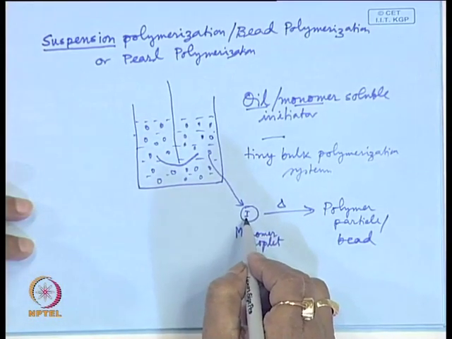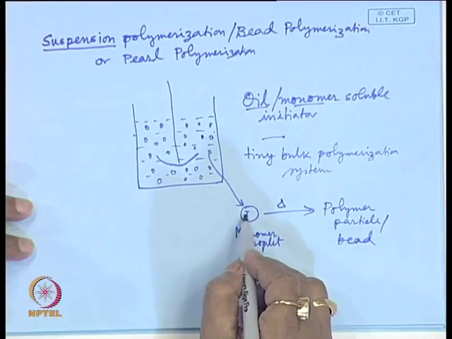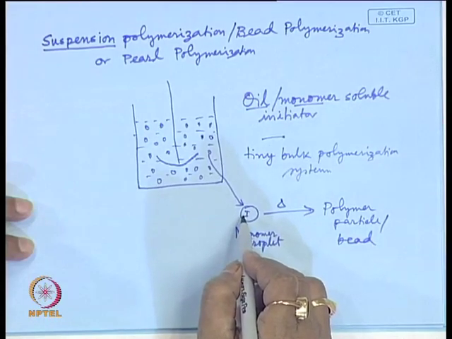It contains initiator, and the initiator decomposes. So long as the monomer is present, the molecules of initiator within this monomer droplet will convert it to solid polymer particle. Initially it is a liquid droplet, and that liquid droplet will be converted to a solid polymer particle by the initiator present there.